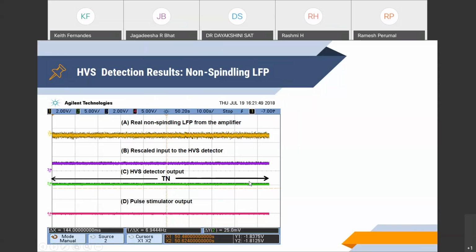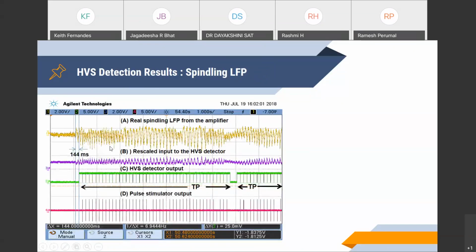The third plot, C, shows the detection response. For example, for the non-spindling, the response should be low, 0. Otherwise, it should be high. And during the non-spindling LFP, there is no stimulation pulse. When the algorithm detects a high voltage spindle, you should see a response from the pulse stimulator like this. The plot in D shows the output of the pulse stimulator. The stimulator goes high only when the detection response goes high. Otherwise there is no stimulation from the pulse stimulator. So this is the basic concept of closed loop deep brain stimulation.